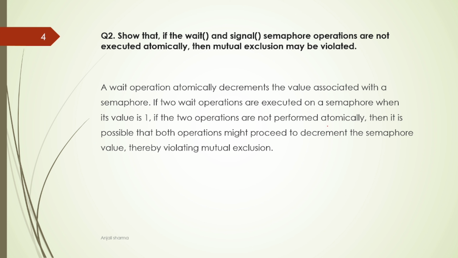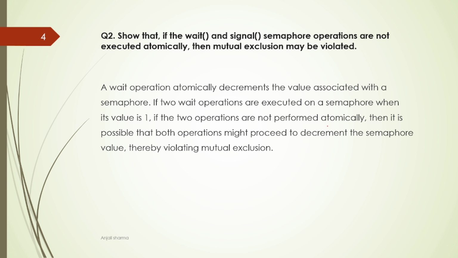Show that if the wait operation and the signal operation on semaphores are not executed atomically, then mutual exclusion may be violated. Now what this question says is that, and I hope that you know what wait and signal operations are, wait and signal operations are there in each process, because we are writing it as per the critical section programming notation. So each of the processes will have their wait operation and signal operations operating on the semaphores, so that they can access their critical sections.